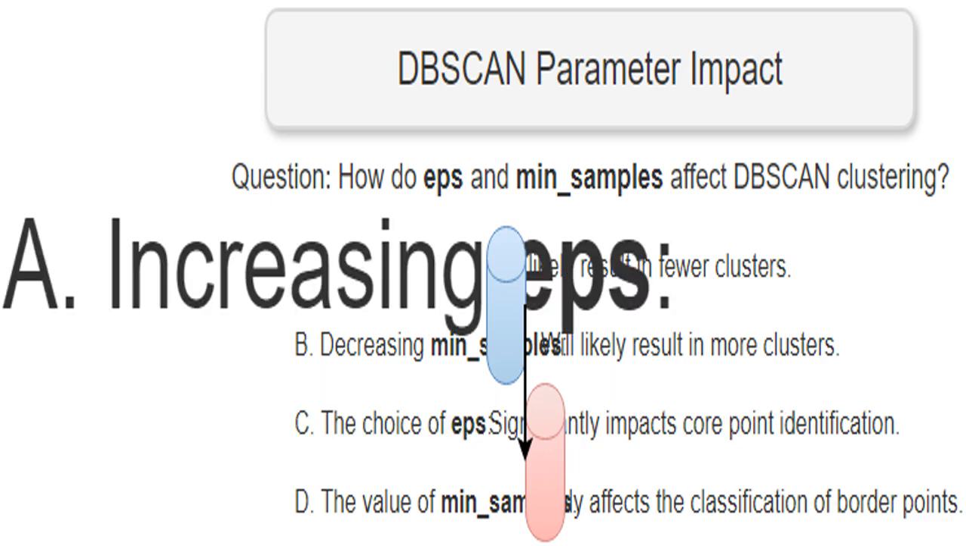Okay, let's consider increasing epsilon, the radius. A larger radius means more points are considered neighbors. It's as if I'm using a bigger fishing net. I will catch more fish, but the groups will be larger. This leads to fewer, larger clusters.